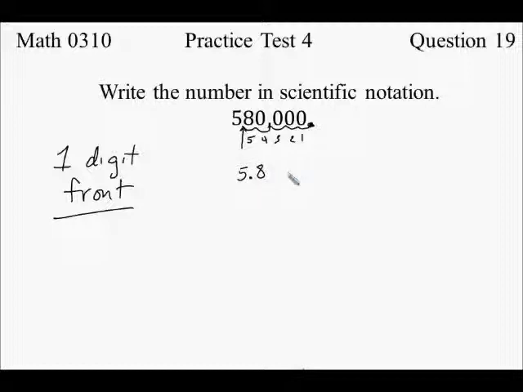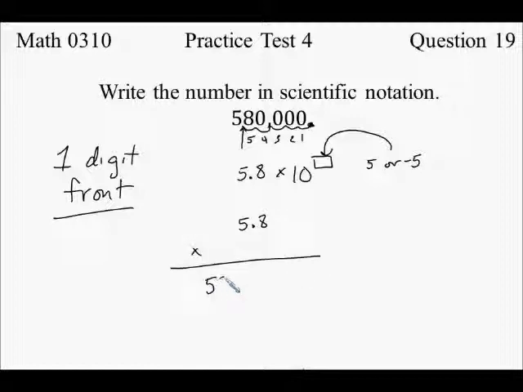So we will make it 5.8 times 10 to some power. We're not sure what goes there yet. Well, we know it moves over 5, so it's probably either going to be 10 to the 5th or 10 to the negative 5th power that goes in there. So let's think about 5.8 times some number should give us 580,000.